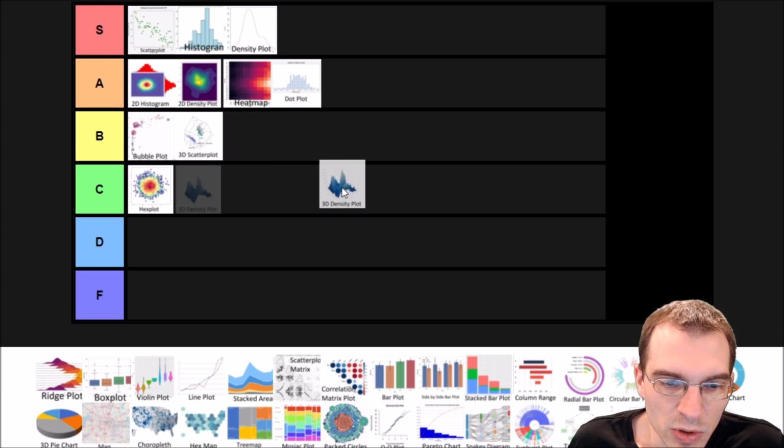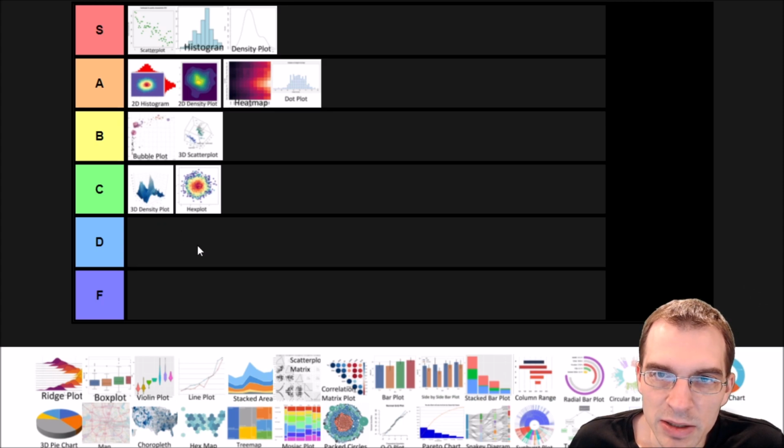So I'm going to put this one at a C tier, maybe above the hex plot though. But I just think it's hard to get a lot out of a 3D density plot unless you have really good interactivity. And even then, two different people are going to rotate it in different ways and not get the same information out of it. So it's not ideal how it's conveying data.